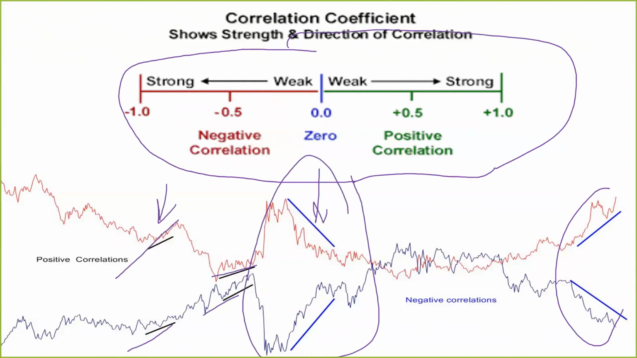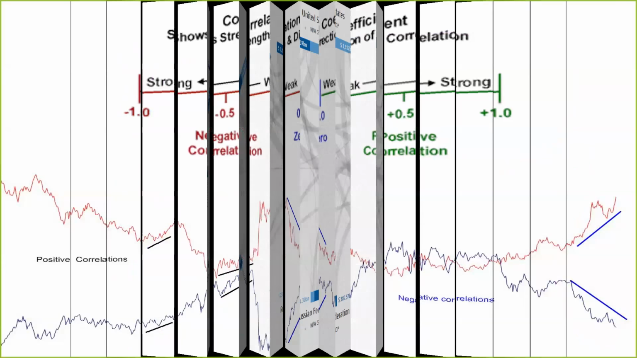And the way you read it is -1 is the strongest inverse or negative correlation. That would be this one here. +1. And of course, it's opposite to the chart I put on. Sorry, guys. +1 is the strongest positive correlation. And the closer the number is to 0, the weaker the correlation is. So, moving on.